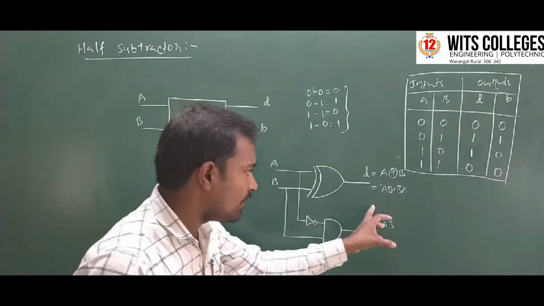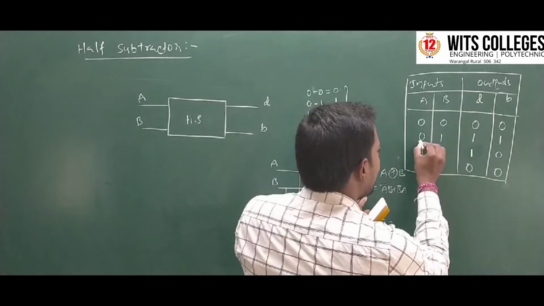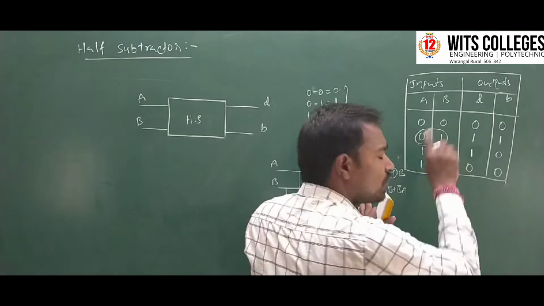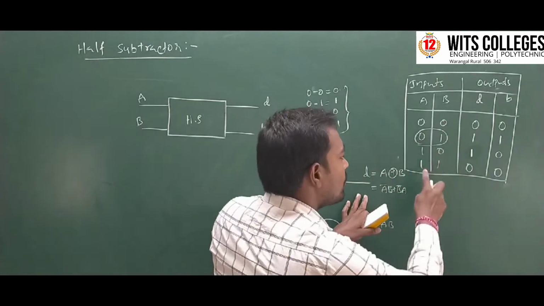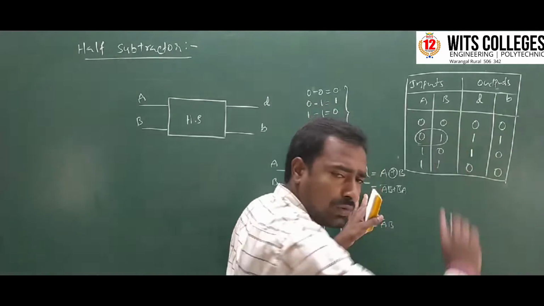And if we verify one condition for the difference, here I am taking A is equal to 0 and B is equal to 1. We have to get the difference equal to 1 and borrow equal to 1.